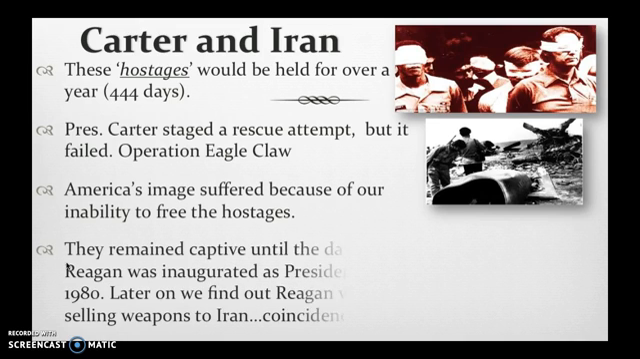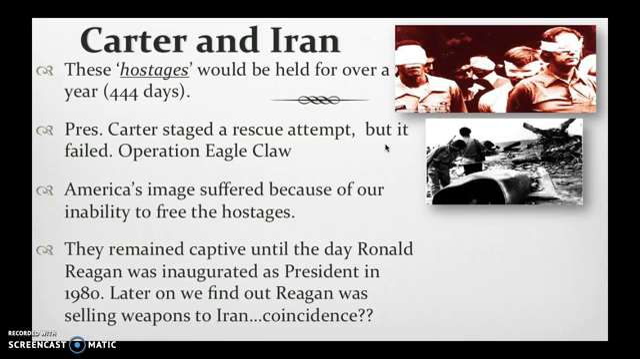It was in the middle of the Iranian desert as this plane was refueling. A helicopter clipped one of its wings. It blows up. It kills like 4 Americans. It's just a huge catastrophe, and they take off. And the next day, the Iranians find it, and it's a lot of propaganda for them. America's image suffered because of our inability to free the hostages.